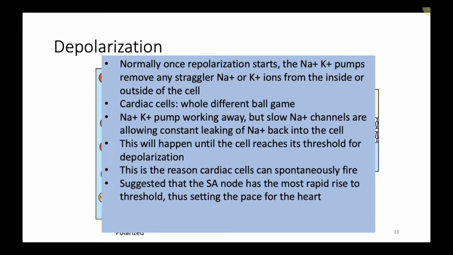It is suggested that the sinoatrial node has the most rapid rise to threshold, thus setting the pace for the heart. And that's why we call the sinoatrial node the pacemaker, because all the cardiac cells will fire as soon as the first one fires. So they all keep up that wave with the pace of the first cell to fire. So the cells within the sinoatrial node, of course, have the lowest threshold and therefore fire first.